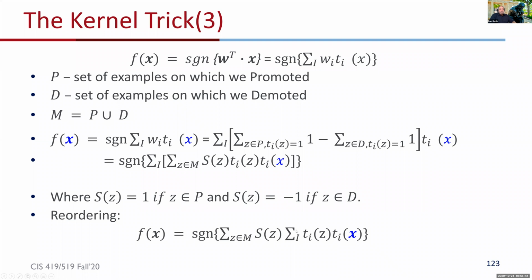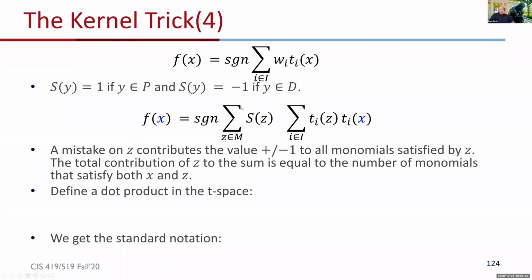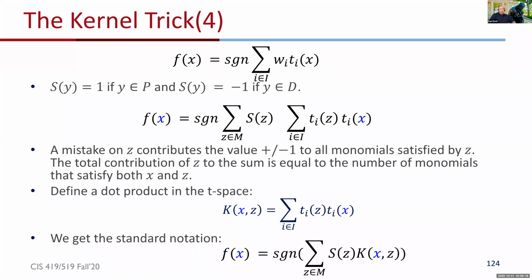Now, what is written here? This is really a dot product between the new representation, the Ti representations of Z and X. So I'm going to write it this way. This is just writing it again. And the standard notation that I'm going to introduce, again, remember S of Z is just a constant, so I don't need to put it inside this sum. I can take it outside. And I'm denoting K of X, Z, the kernel of X and Z, as this, which is really a dot product in the new space. So my prediction is now a linear sum over all the examples on which I made a mistake, K of X, Z times S of Z.